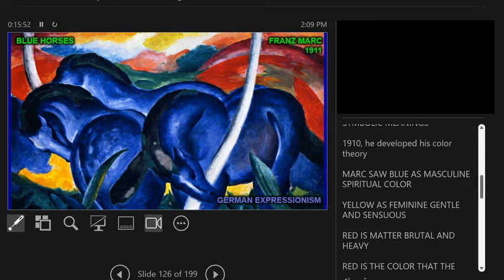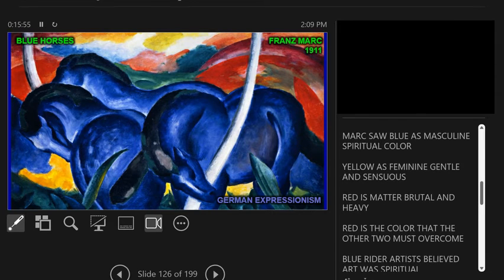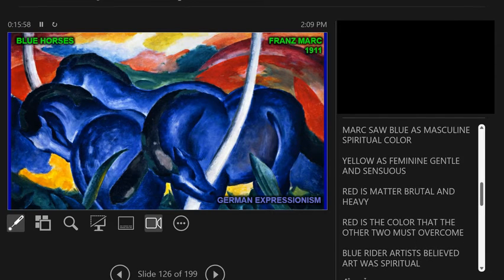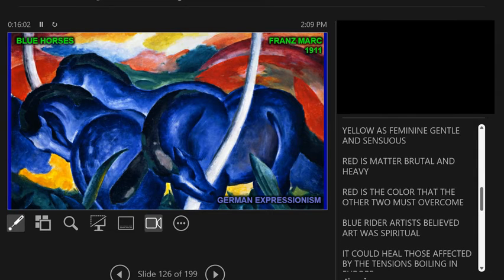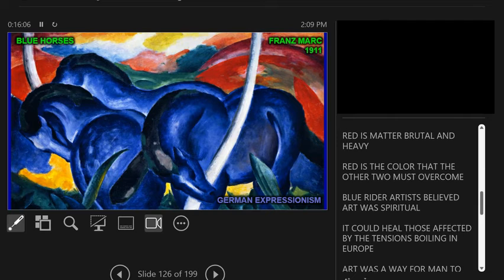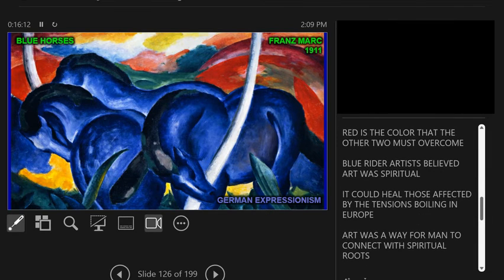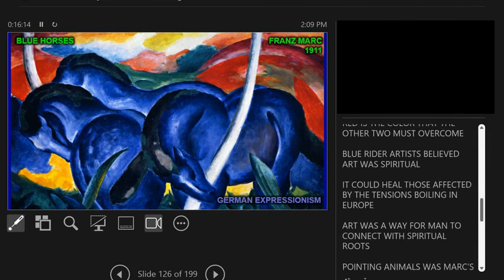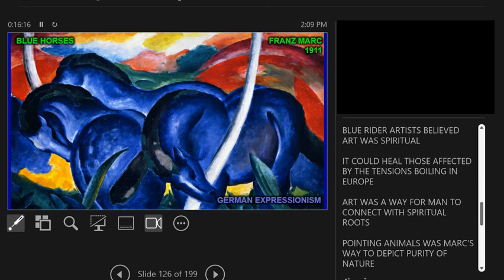In 1910, he developed his color theory with Kandinsky, and he said that blue was a masculine color, and he saw yellow as a feminine, gentle, and serious color. Red is a brutal and heavy color. Red is the color that must be overcome by the other two colors, blue and yellow.